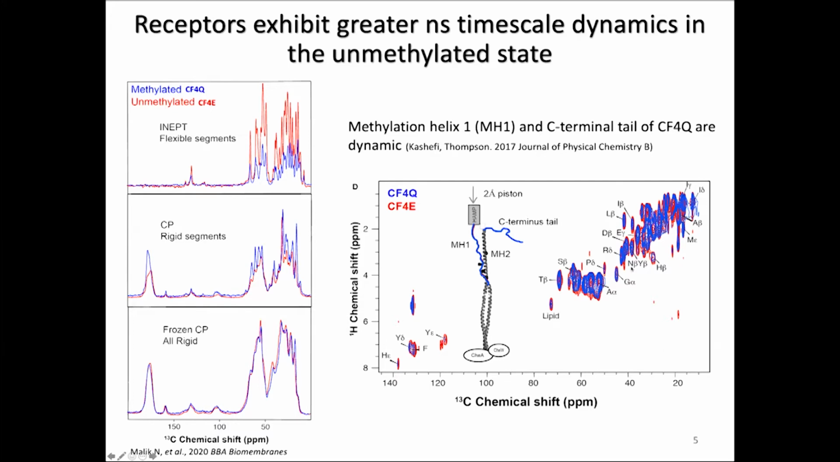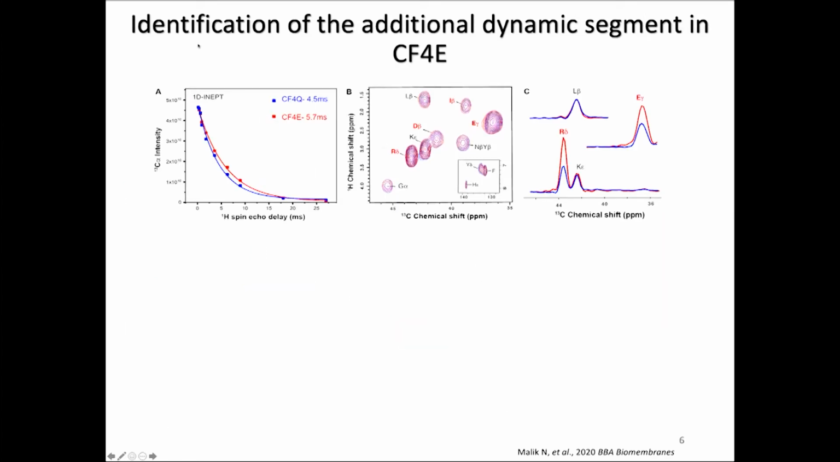Now, coming back to the increased intensity, it is possible that the increase in INEPT fraction may be a result of the change in proton T2 between the two samples. So that's what we checked. Once we calculated the proton T2 of the INEPT fraction for the methylated and unmethylated receptor, we realized they're not too different. So they don't really account for the twice increase in the intensity that we are looking at.